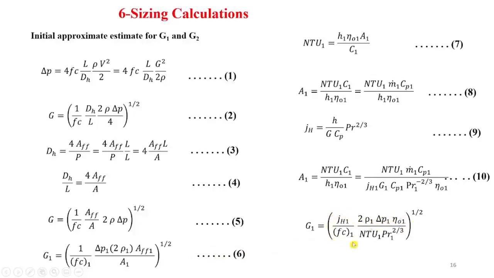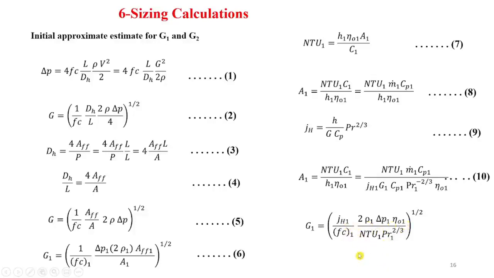We have the ratio of the heat transfer coefficient divided by the friction, which is sometimes called the figure of merit: how much of the friction is transformed into heat transfer, and the other parameters that we see here in front of us. You can do the same thing for G2 by using the same expression with 2, 2, 2 instead of 1, 1, 1.